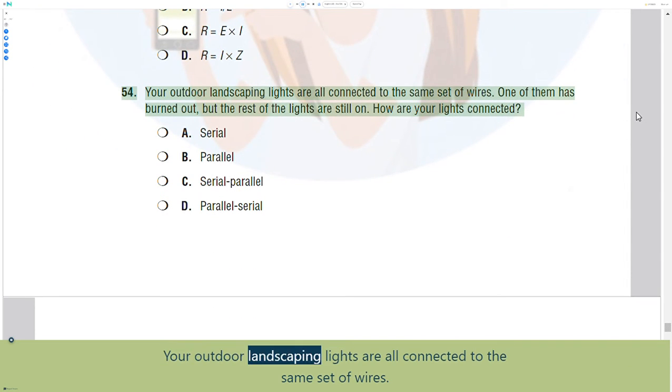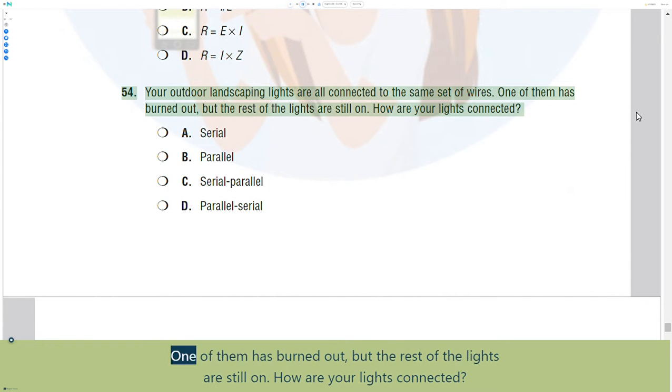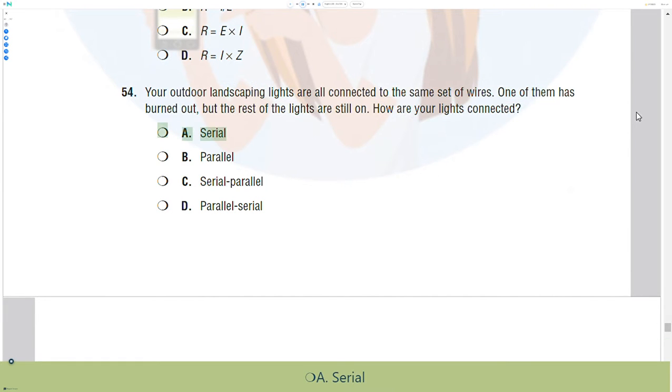54. Your outdoor landscaping lights are all connected to the same set of wires. One of them has burned out, but the rest of the lights are still on. How are your lights connected? A. Serial. B. Parallel. C. Serial parallel. D. Parallel serial.